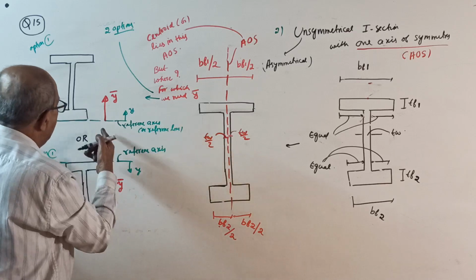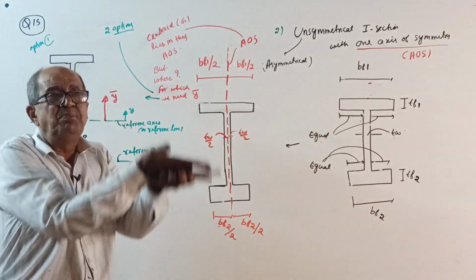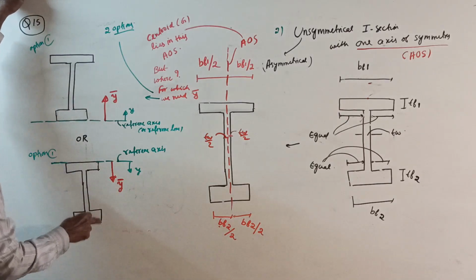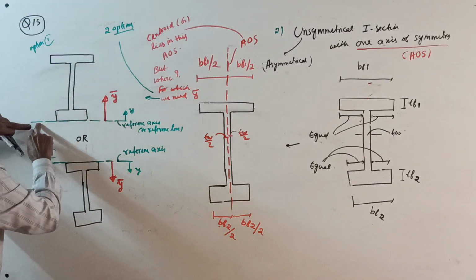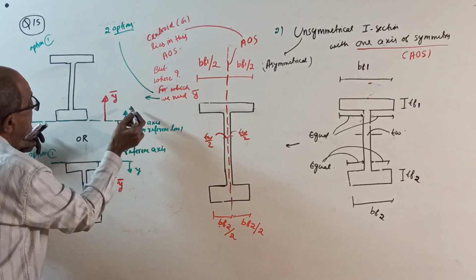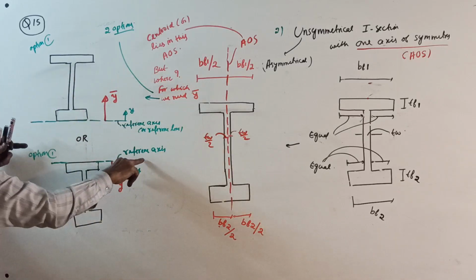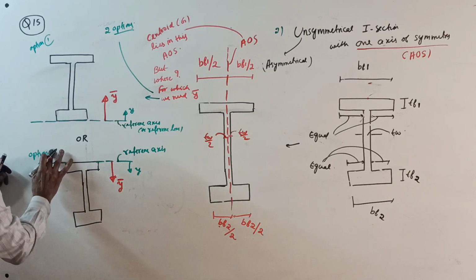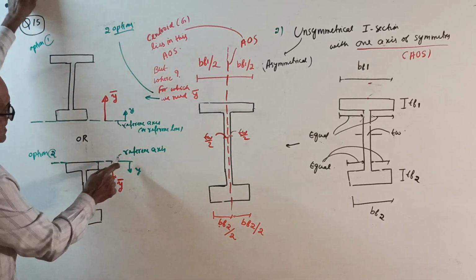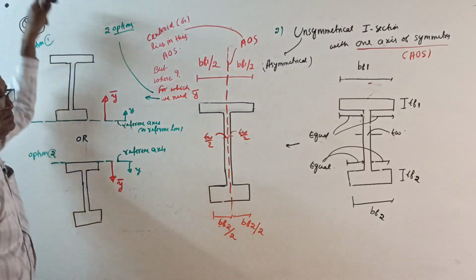Or simply you will call later y bar from bottom edge. Y bar from bottom edge. Here we will call y bar from top edge. So, one option, take reference axis here. Take y this way. Then, if you take y this way, then your y bar will come this way. Or, second option, option 2. Take reference axis to top edge. Then consider y this way, then this way you get y bar.